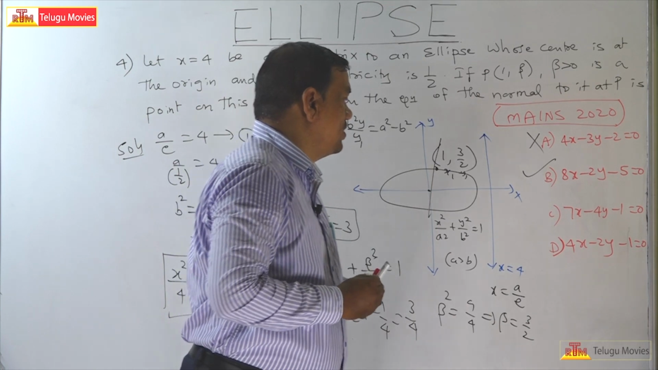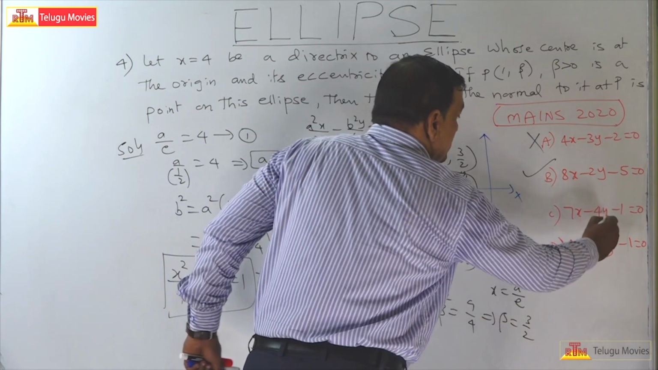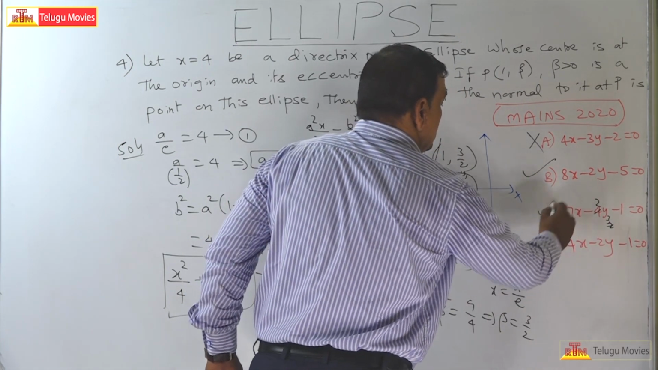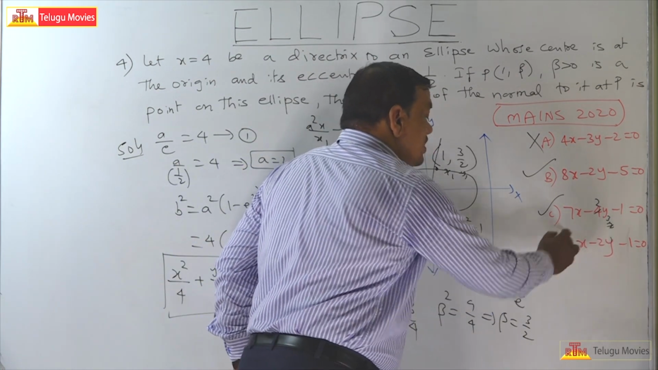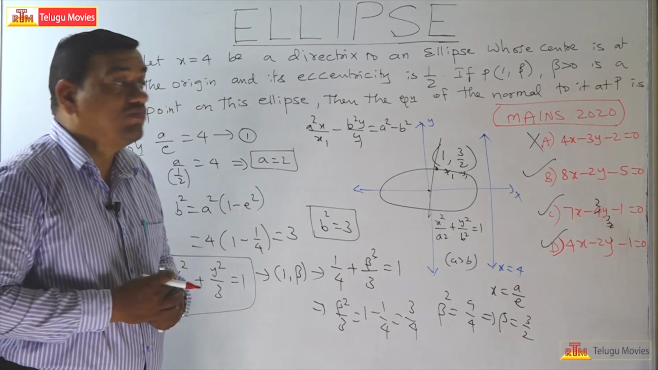Next one, 7, 3 by 2. If you substitute y is equal to 3 by 2, 2 ones are 2, 3 twos are 6, so minus. This is also satisfying. Substitute 1, 3 by 2 in the last one; this is also satisfying. That means B, C, D may be the answer.